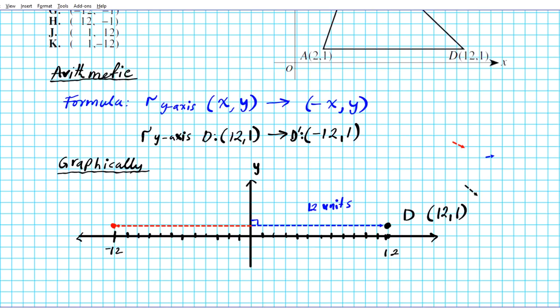So this is (12, 1). This point right here is D prime. What are the coordinates of this point? Notice it is only the x that changed because we're on the same horizontal line, the same y value. So you have (-12, 1) as your answer, and that matches perfectly with what you have here. So you can use the arithmetic approach or the graphical approach. The thing about the arithmetic approach is you must remember the formula. If you do not know what the formula is, don't even try using this method. Just look at it graphically and then just mirror your points and you should be able to get the correct result.